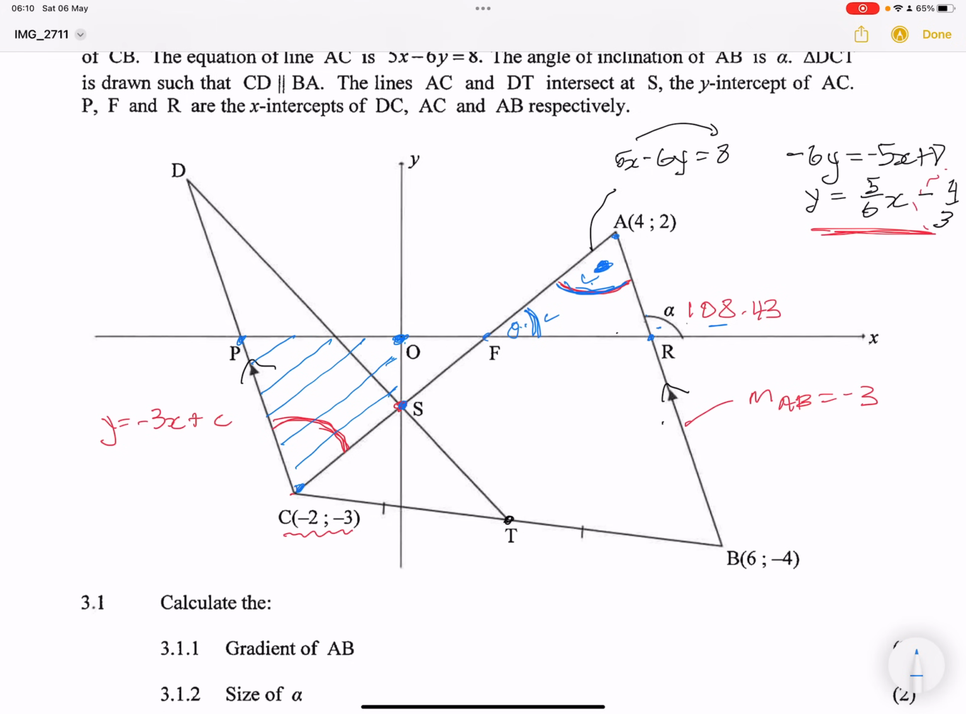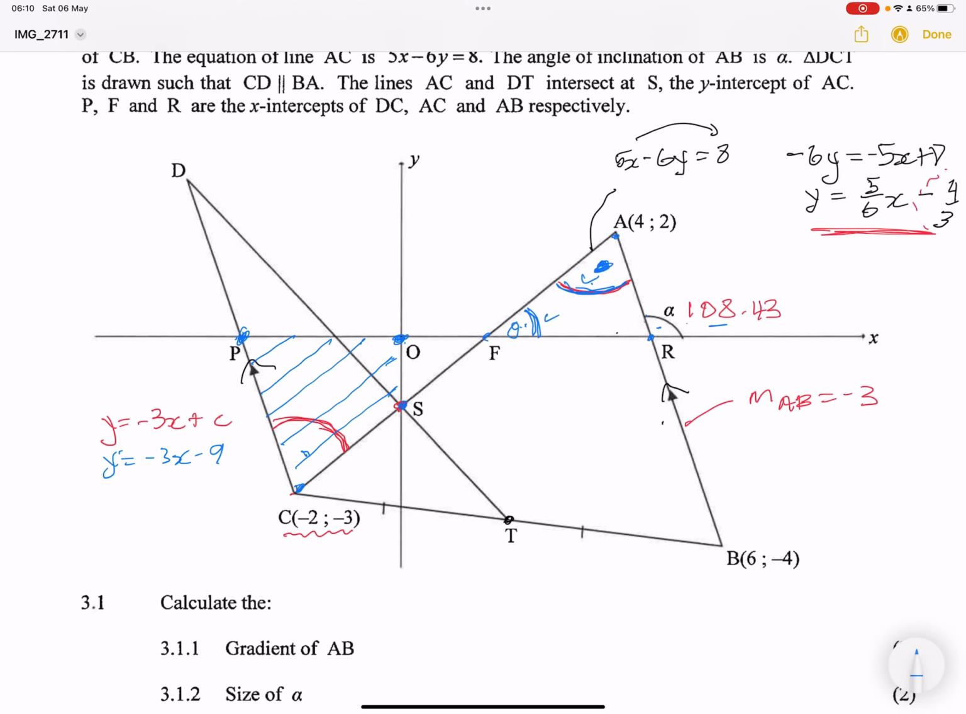We've got the angle, so I can find the area of the entire triangle PFC. Let's do that. Just to make things a little easier, I'm also going to find the coordinates of P. Remember that the line there is minus 3x minus 9, so y is equal to minus 3x minus 9.